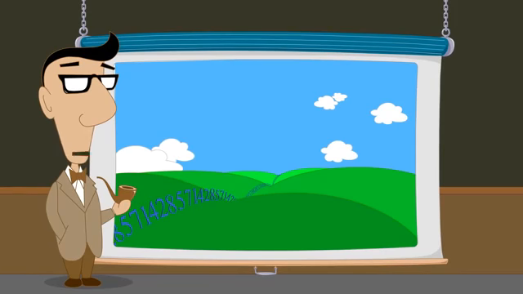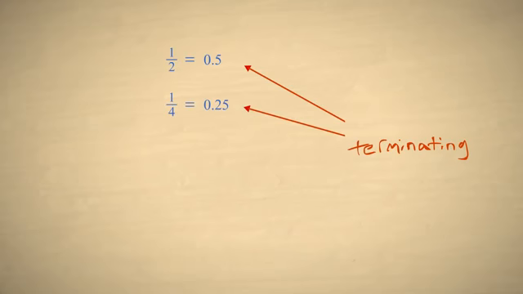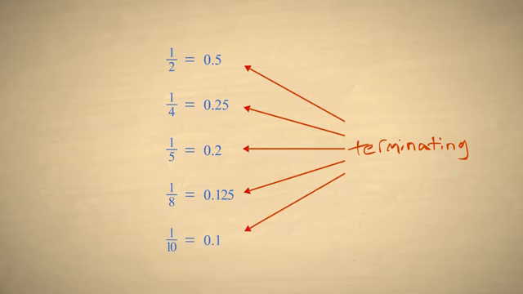Some unit fractions, when written in decimal form, can be represented with a finite number of digits, while others cannot. For instance, the fractions 1/2, 1/4, 1/5, 1/8, and 1/10 can be written with a finite number of digits.